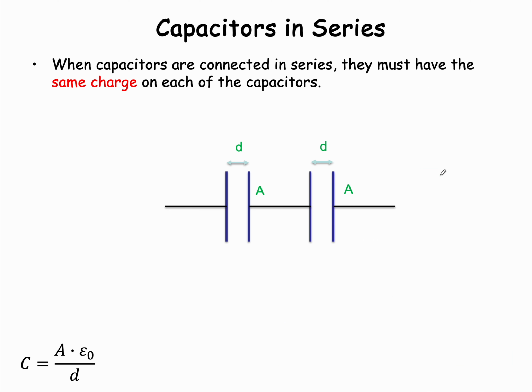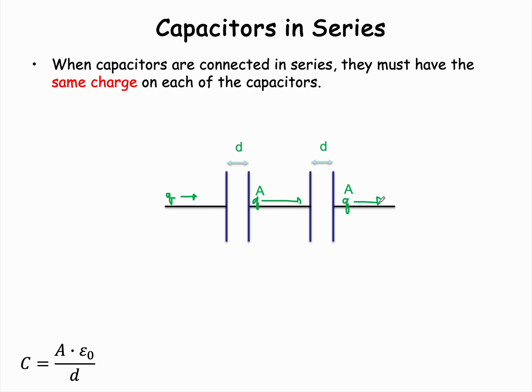All right, let's take a look at another situation. When capacitors are connected in series, they must have the same amount of charge on them. So the amount of charge that flows in over on this side, the same amount of charge is going to leave this plate and flow over to the next plate, and the same amount of charge is going to leave the far plate and flow out.